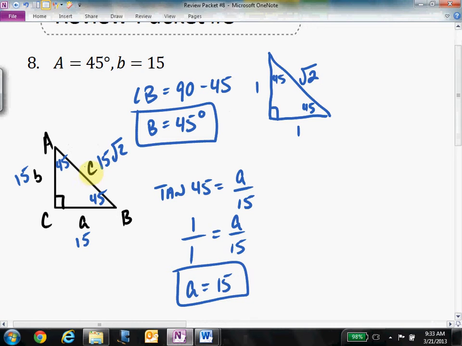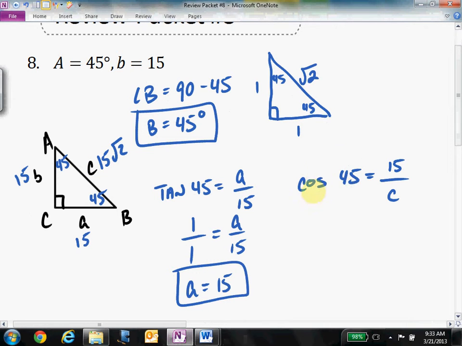You can do the same thing for side C. I'm going to go back to my given angle of A. Side C is the hypotenuse. My given side was adjacent. So the trig function that's adjacent over hypotenuse, well, that's cosine. So I have cosine of 45 degrees is adjacent, which is 15, over my hypotenuse, which is unknown.